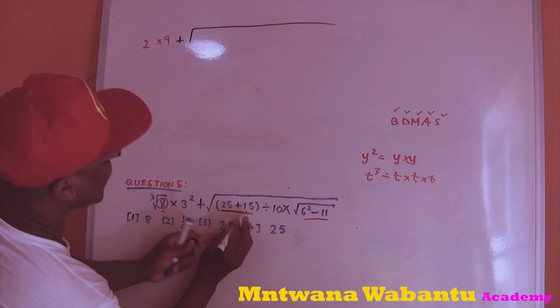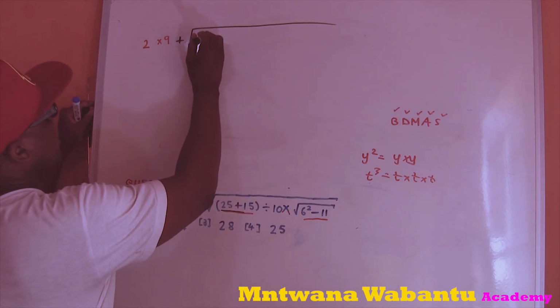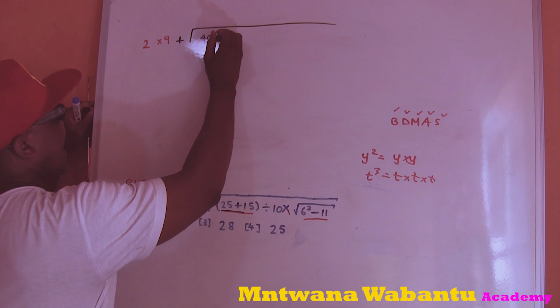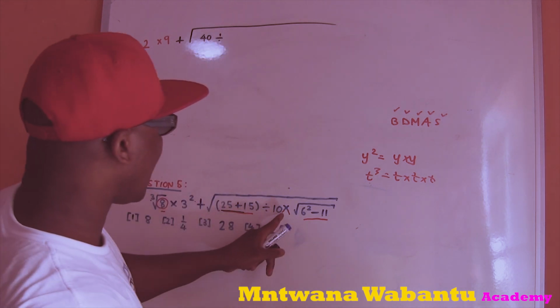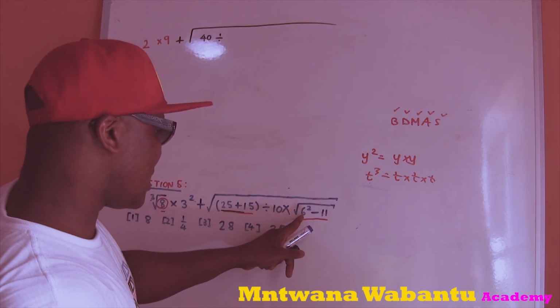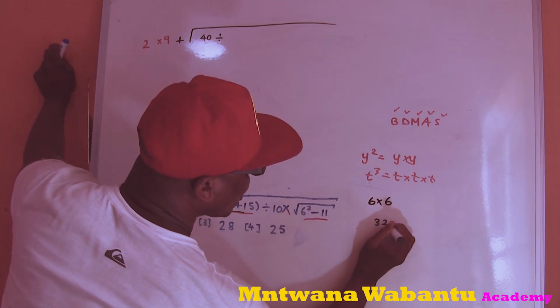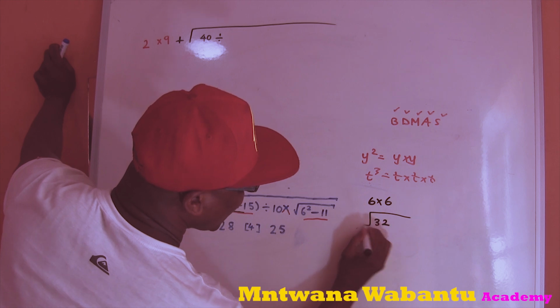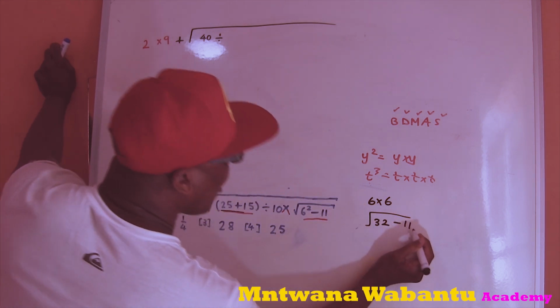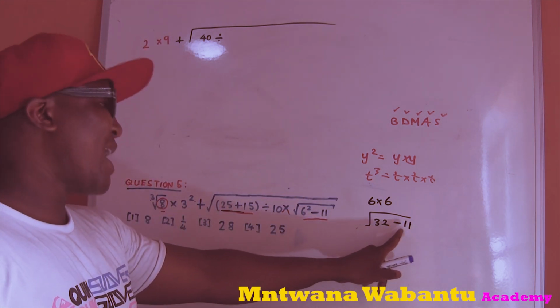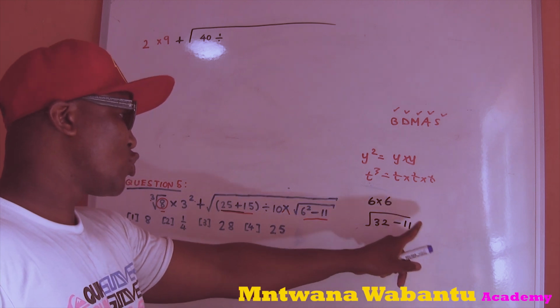25 plus 15 equal to 40. So this is going to give me 40. And then I got division here. Now let me deal with the root here. So 6 square means 6 times 6 equal to 32. So it is 32, but there's a root inside. Minus 11. Oh, 32 minus 11 equal to 21.